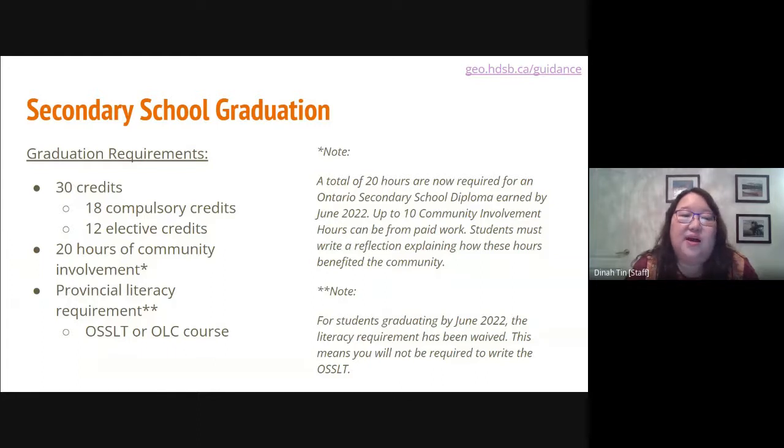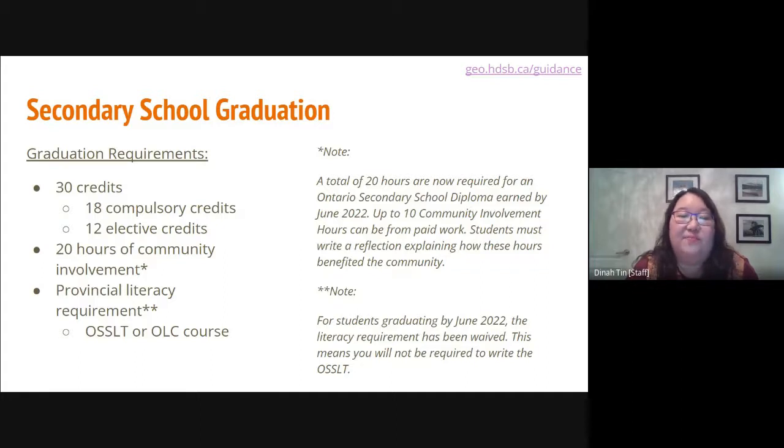They also, this year, need 20 hours of community involvement. Because of the pandemic, it's not 40 hours this year, but 20 hours. And up to 10 of those hours can be from paid work. There's actually a section on the website under the guidance tab, where students can upload their community service hours.